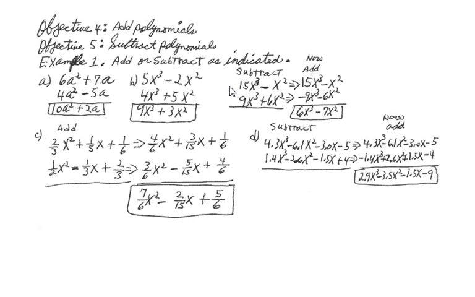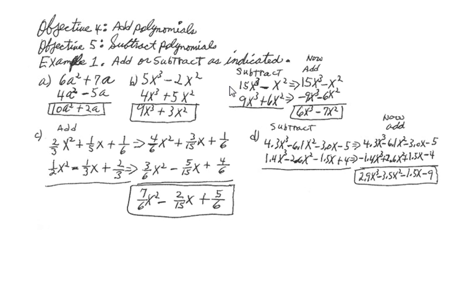Rewriting the first polynomial, we get 15x cubed minus x squared. Changing and making the necessary adjustments on the second one, it becomes minus 9x cubed minus 6x squared. Now the subtraction problem is converted to an addition problem. So by vertical addition here, we're going to get 6x cubed minus 7x squared.